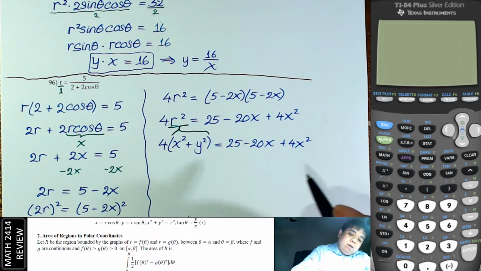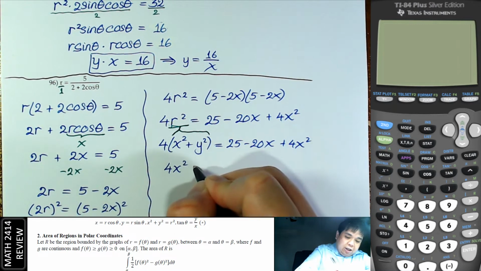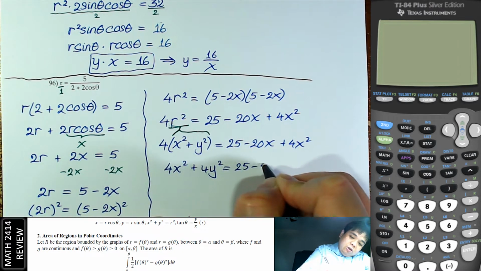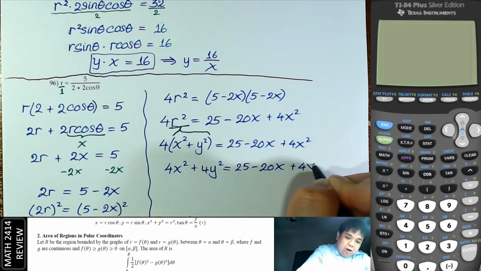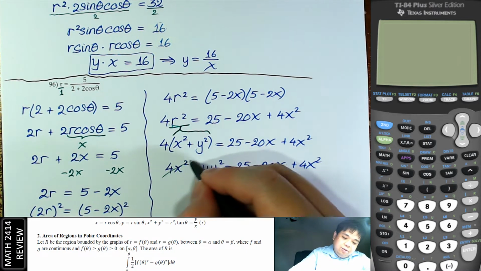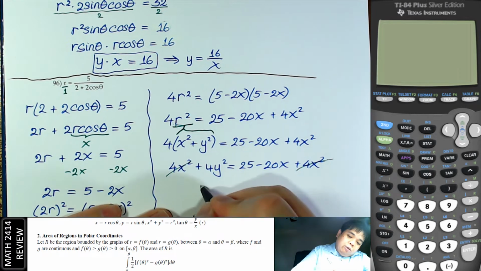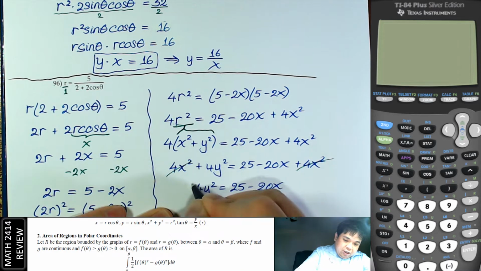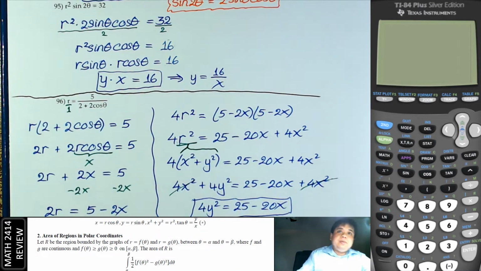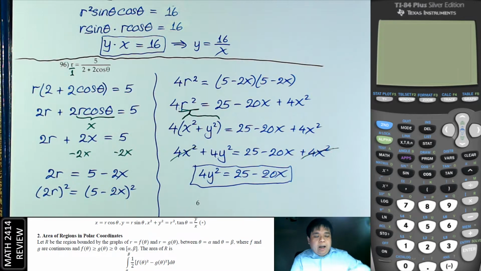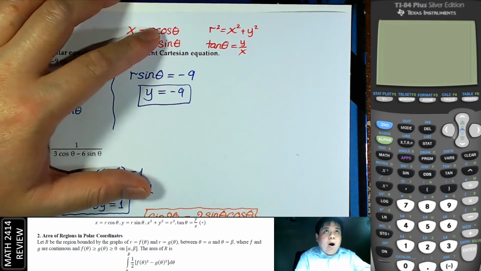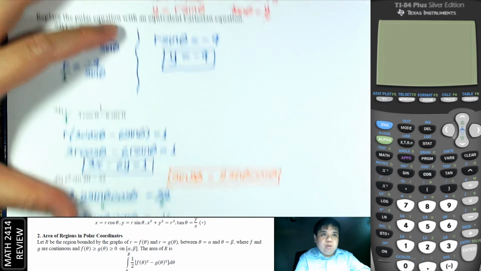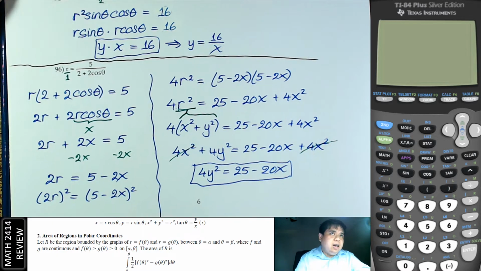And multiply it out. 4x squared plus 4y squared equal to 25 minus 20x plus 4x squared. So 4y squared equal to 25 minus 20x. So again, for this problem, if we have r cosine, that would be x. If we have r sine, that would be y. If we have r squared, that would be x squared plus y squared. So we use all of that in here.